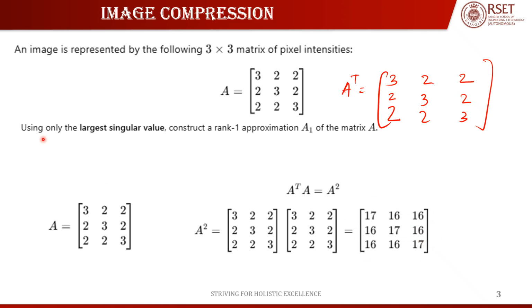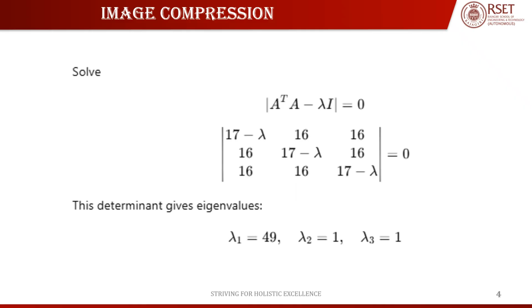Using this matrix, we need to get the eigenvalues. To find the eigenvalues, we take A transpose A minus lambda I, find the matrix and take its determinant to be equal to 0. By equating this you get a cubic equation, and on solving that we get the eigenvalues to be 49, 1 and 1.